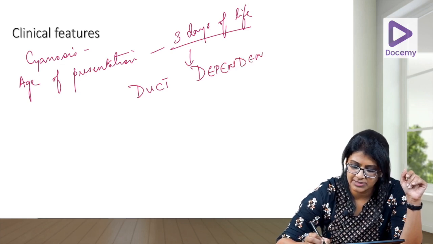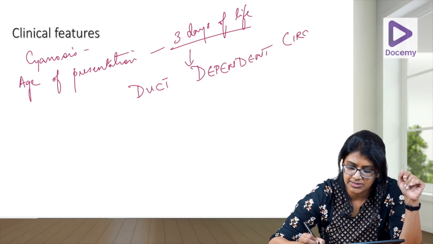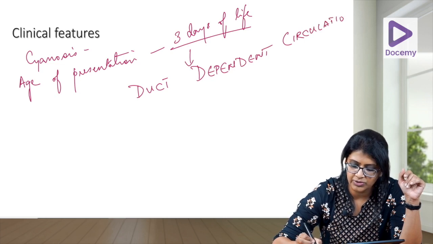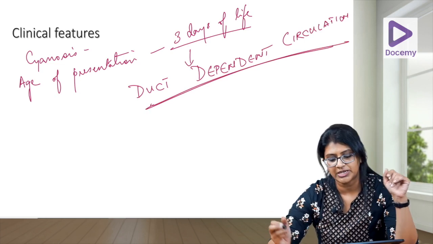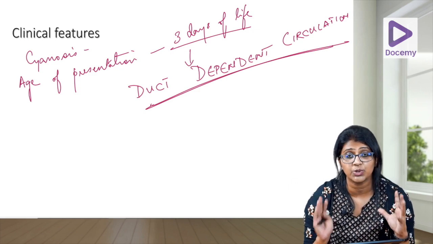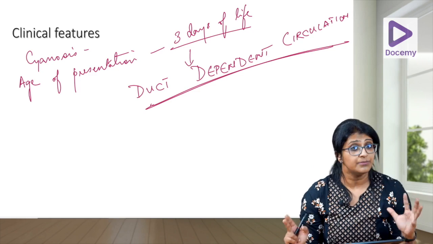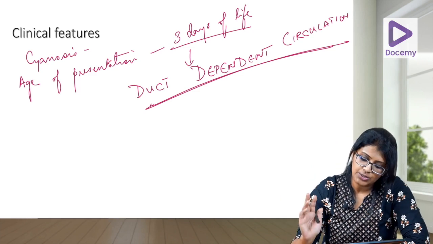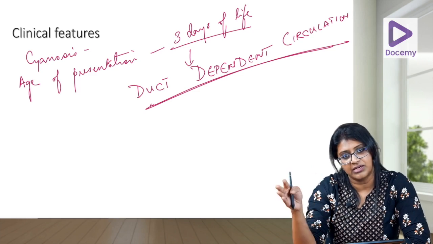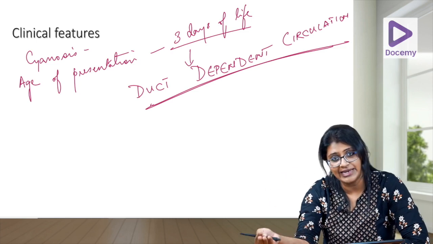Now all of these things have implications for us as far as management goes. So you can have a duct dependent circulation, and this duct dependent circulation is what's going to present to you by these 3 days of life. Now I want you to remember these terms, it's very important for you to do that. Okay. So now suppose it's not a duct dependent circulation, it can present to you slightly later.